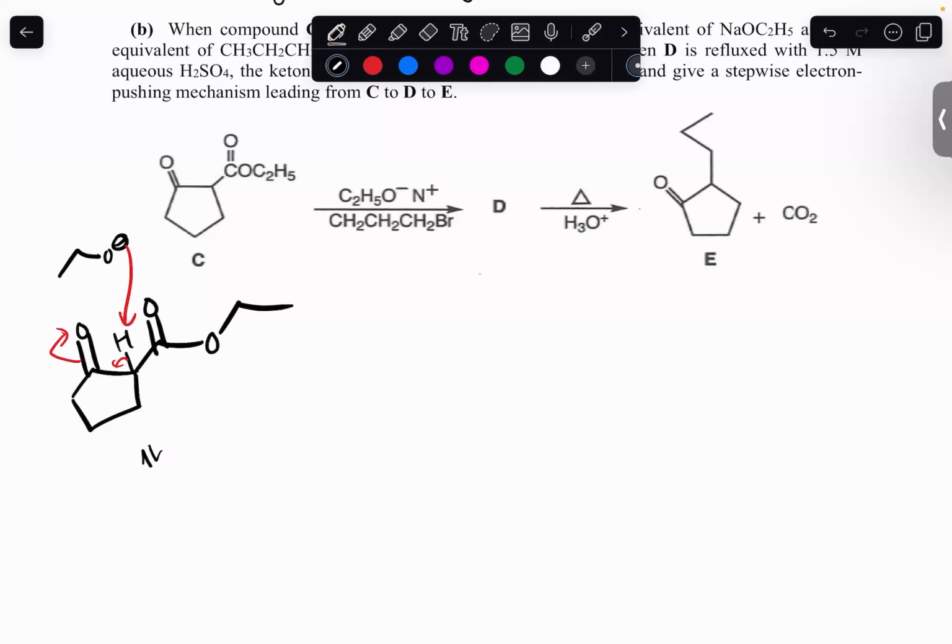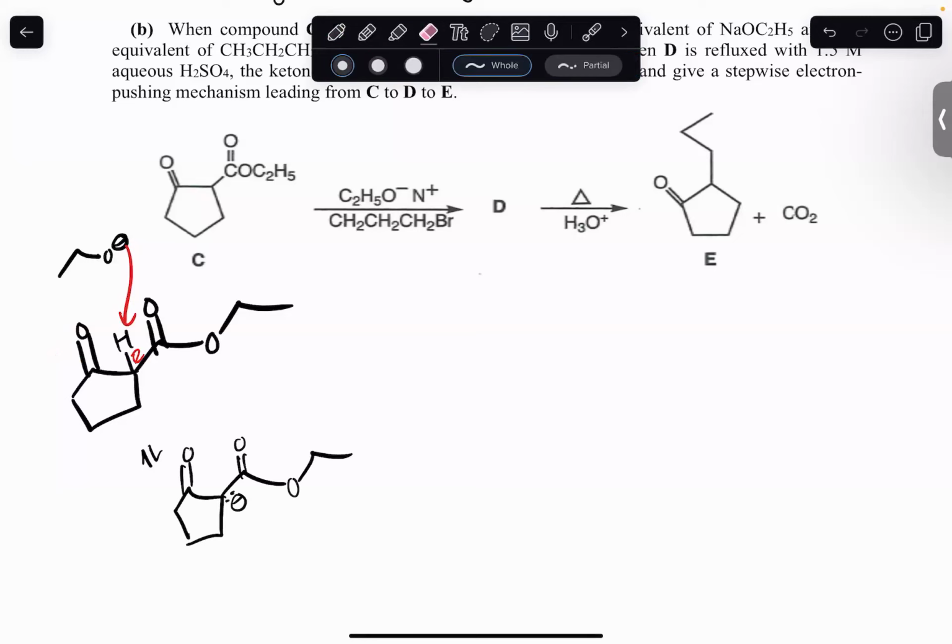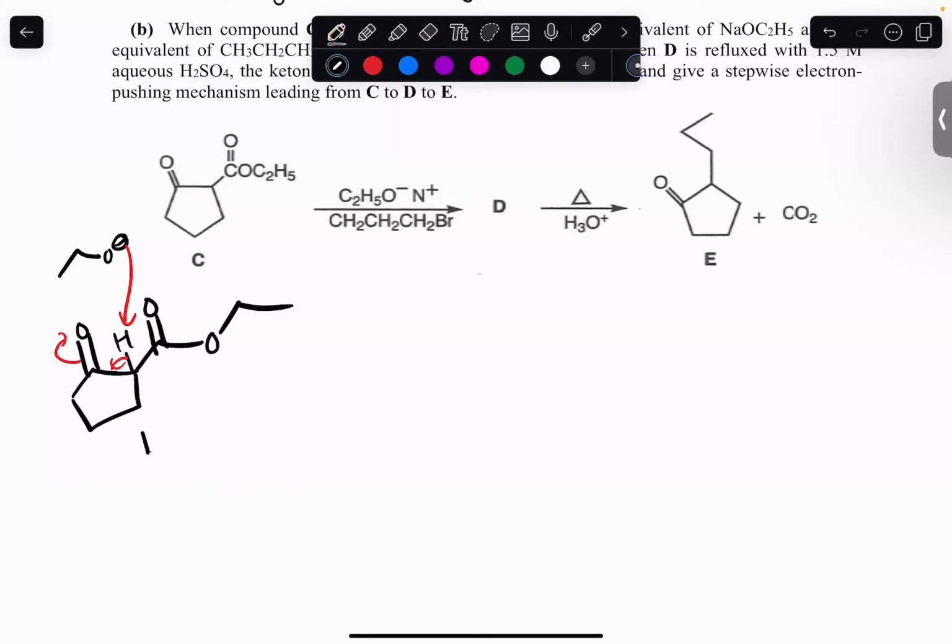You could draw it in this form, or you could draw the negative charge on the carbon, like that. That saves a step of drawing. Like you don't have to go into the enolate and then come back. It's probably safer to draw in the enolate form because that's more accurate. It's more stable in that form, and most professors draw in this form. So let's stick to the safe route.